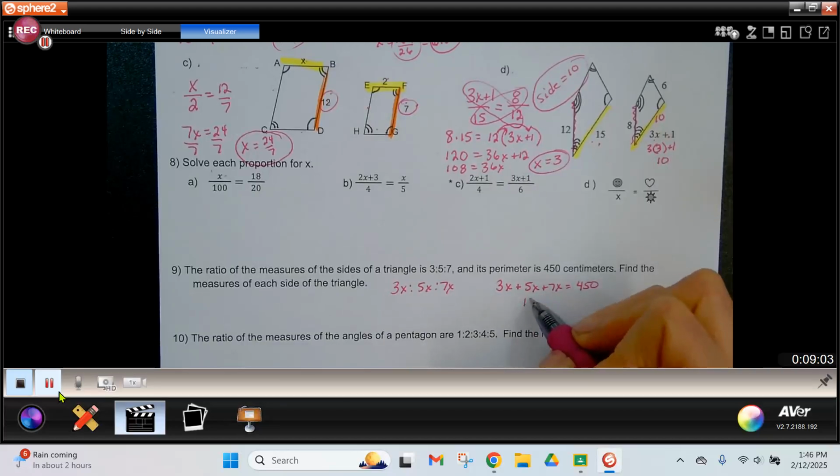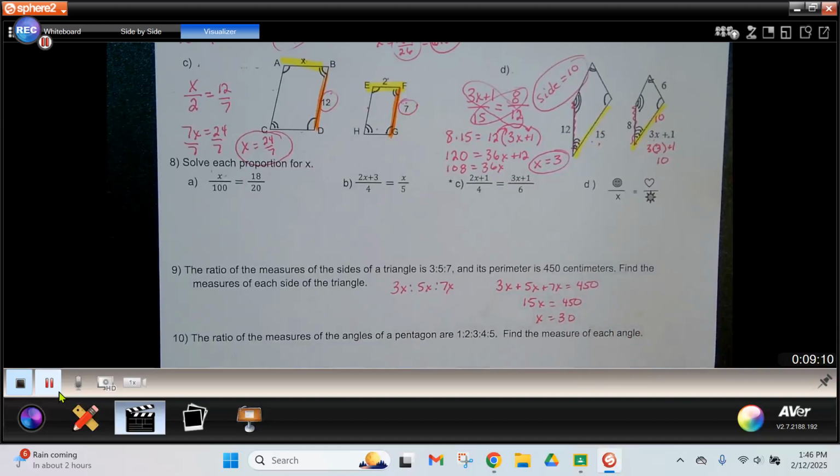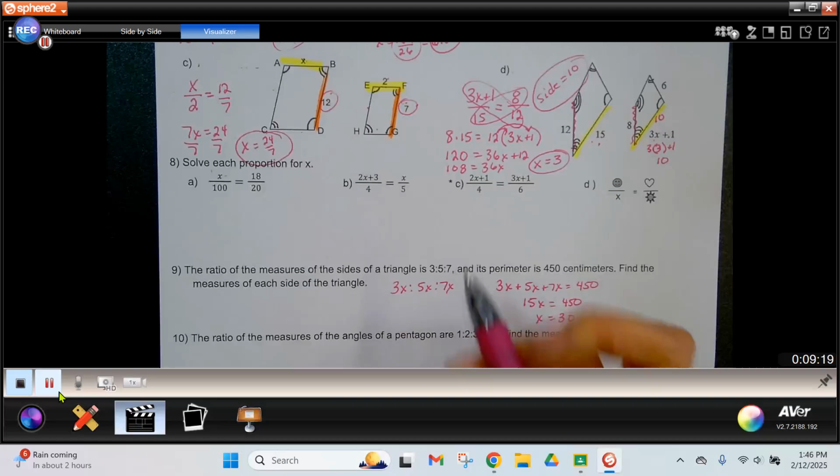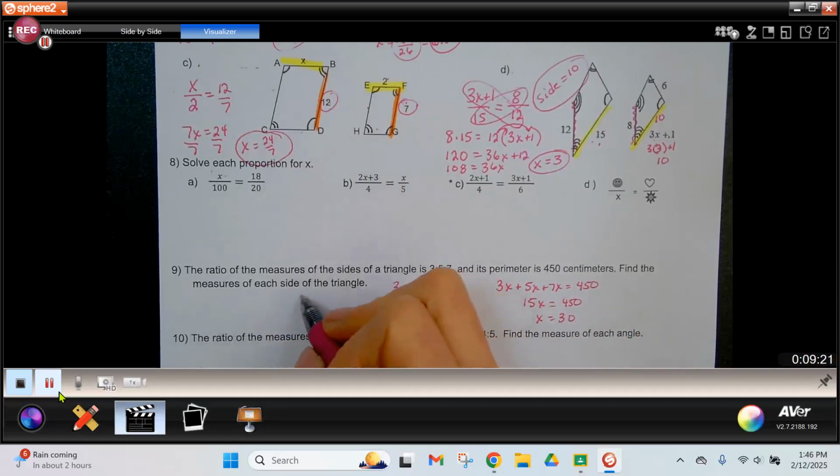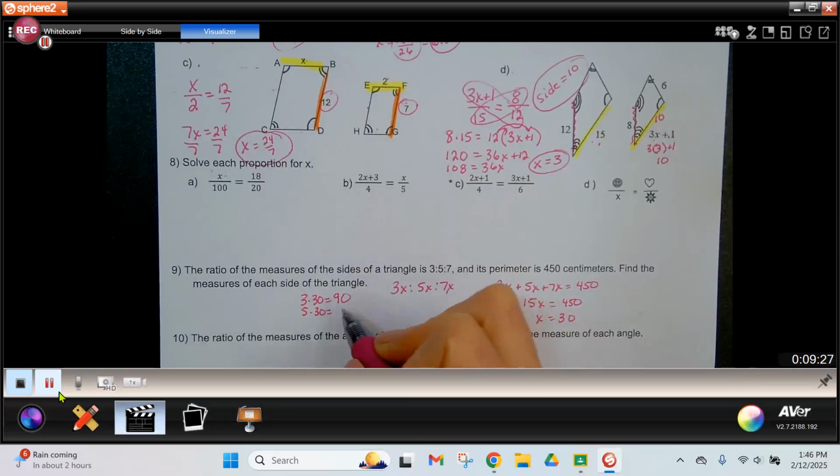This is 3x plus 5x plus 7x, so 15x equals 450. So x equals 30. And if we were asked to find the measure of each side, then we need to take 30 and multiply it by 3, 30 and multiply it by 5, and 30 and multiply it by 7. So 3 times 30 is going to be 90. 5 times 30 is going to be 150. And 7 times 30 is 210. And that's going to be the lengths of the sides.